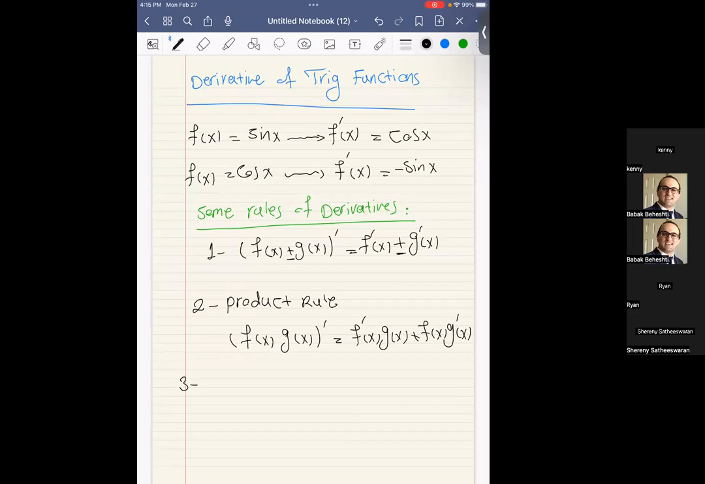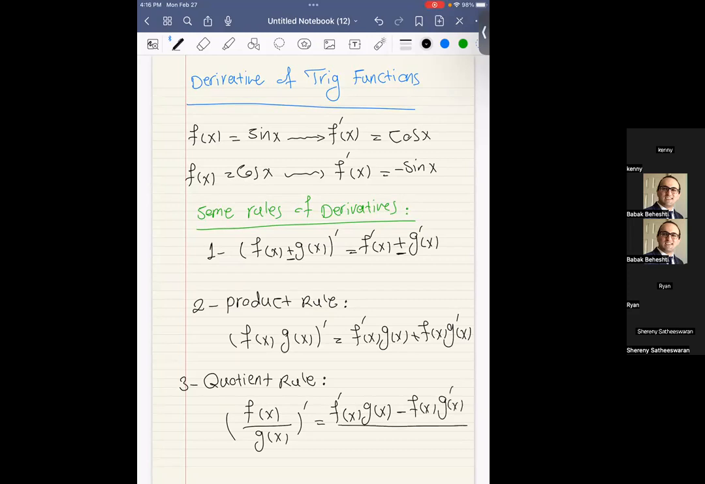And the third rule is the quotient rule, which is division of two functions. f of x divided by g of x, prime, is equal to, again, the derivative of the first function times the second function minus the first function times the derivative of the second, divided by g x, which is the denominator, squared. So the derivative of f divided by g is f prime g minus f g prime divided by g squared.